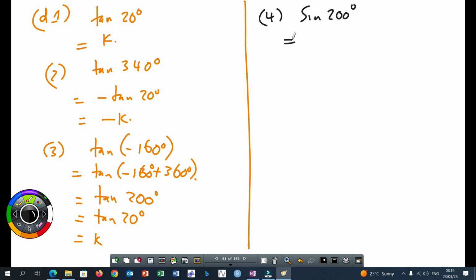Right, and then sine 200. We use reductions. 200 degrees is in the third quadrant, so this will be minus sine 20 degrees.